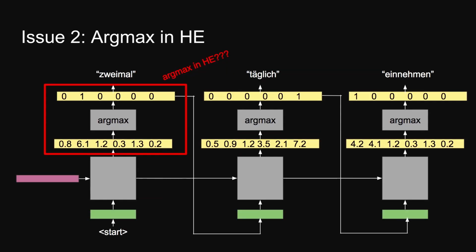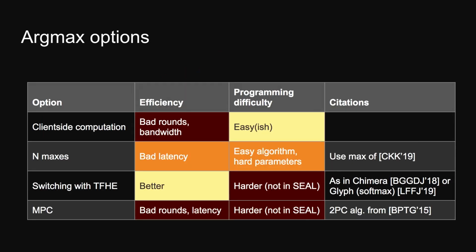The second issue is this argmax issue, and I heard a couple other groups talking about this too. We can't really do argmax in homomorphic encryption, at least we didn't think of a way to do it. There are a few options. You could just do the default option of sending it back to the client. That's easy to do, but it really is not great for performance. You could do a linear sweep over your vector and just calculate the max n times using this new max algorithm that is apparently going to appear at AsiaCrypt.